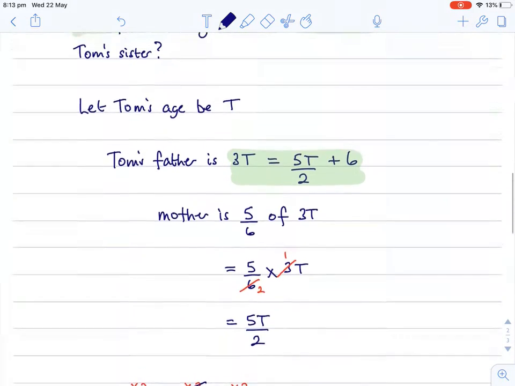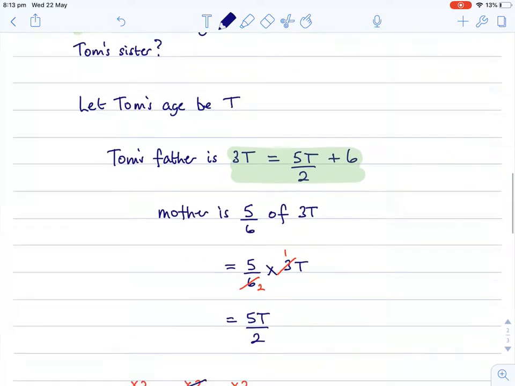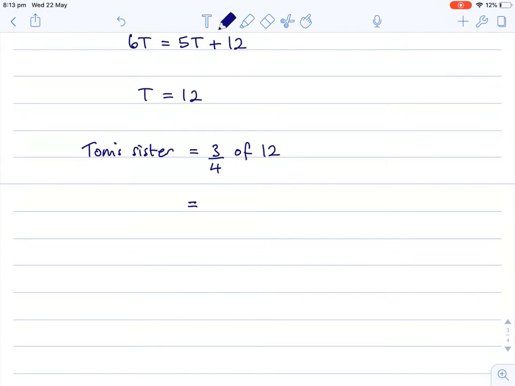Now that's not the question that was asked. The question is, how old is Tom's sister? And she is 3/4 of Tom's age. So Tom's sister, well, she is equal to 3/4 of 12. Now you can probably do this in your head, but we'll just write it down mathematically. It is 3/4. The word "of" means to multiply, and then we've got the 12.